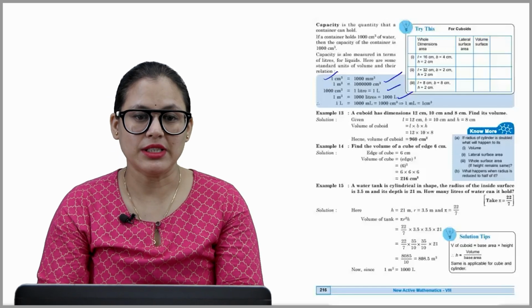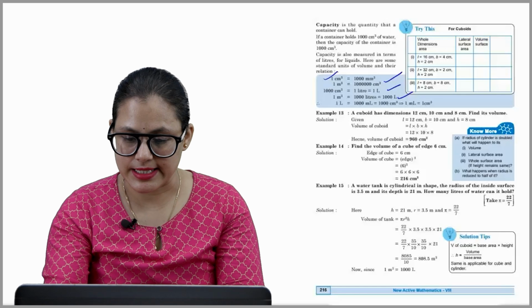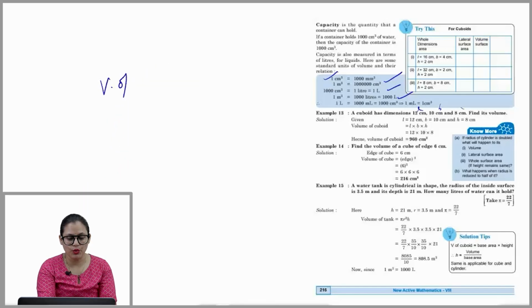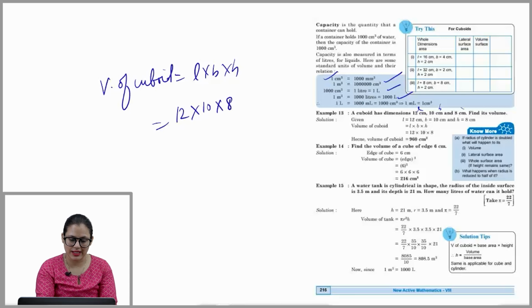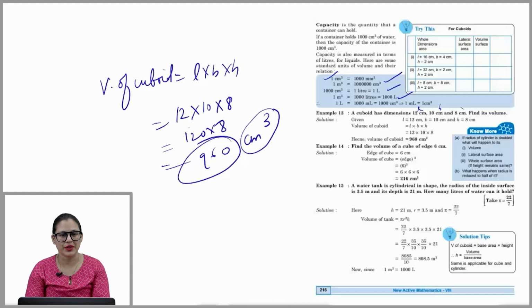Example 13, a cuboid has dimensions 12 centimeter, this is length, this is breadth and this is height. We have to find the volume. So volume of cuboid is what? Formula is length into breadth into height. Length is 12, breadth is 10 and height is 8. So 120 into 8, 960 centimeter cube. Here we are talking about volume. Unit of volume is always cube.